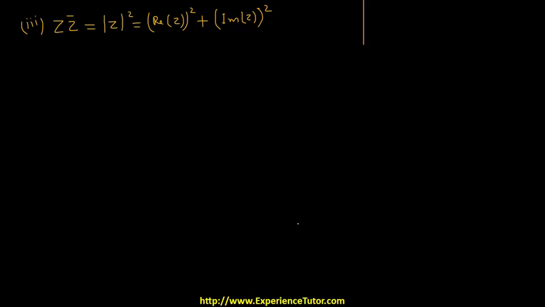Rule number 4 is real part of a complex number is equal to the mean of the complex number and its conjugate, and imaginary part of the complex number is equal to z minus z conjugate upon 2i.